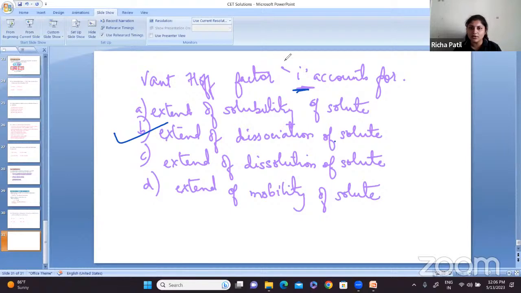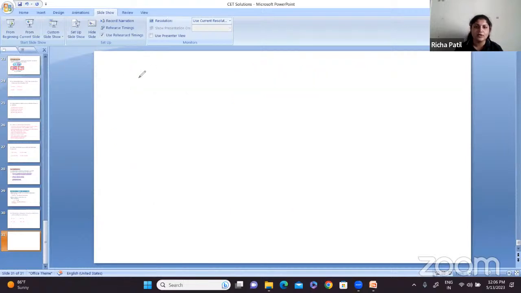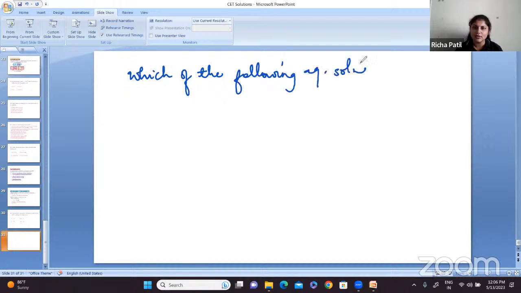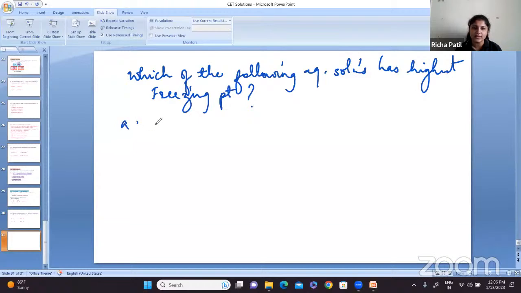One more. Which of the following aqueous solutions has the highest freezing point? We have seen one question like this. 0.1 molar Al2(SO4)3.